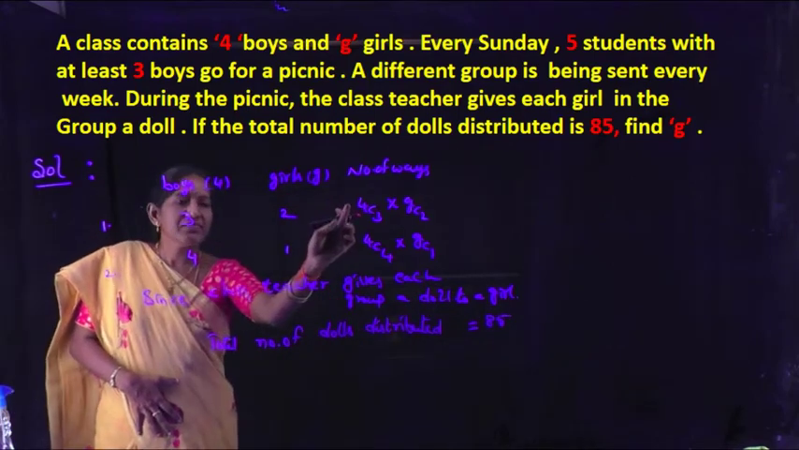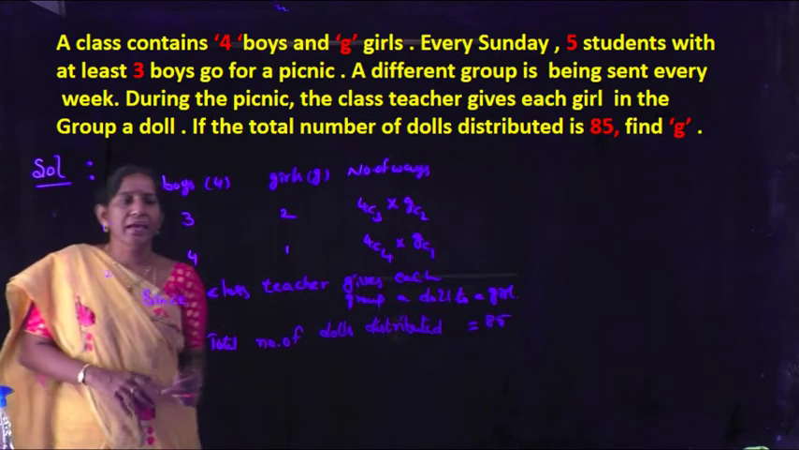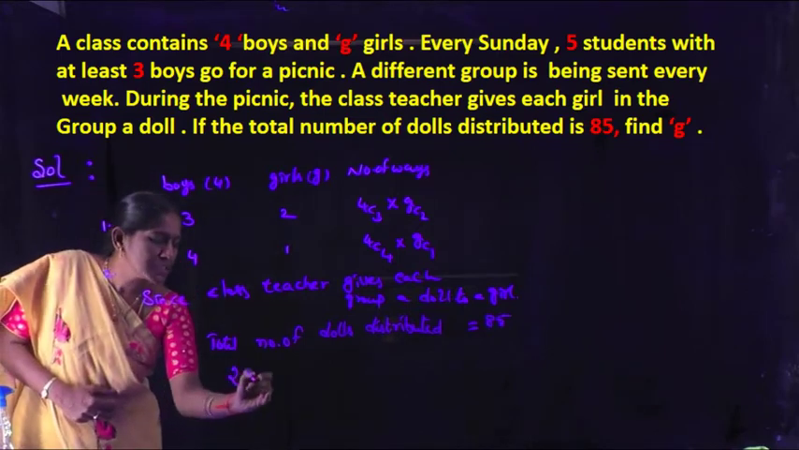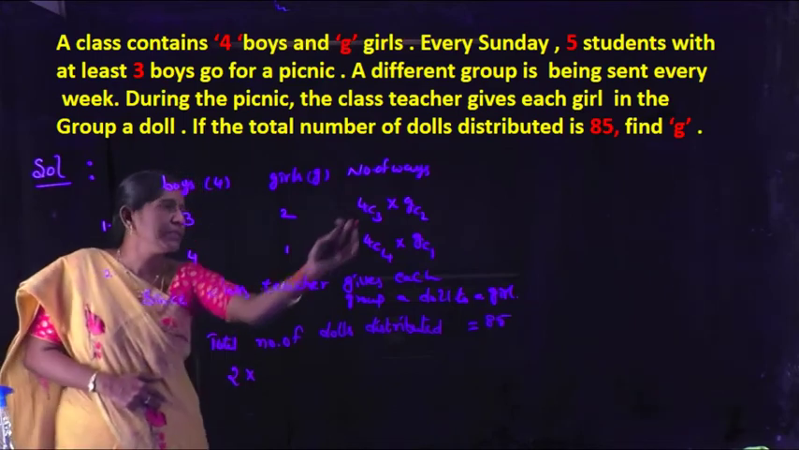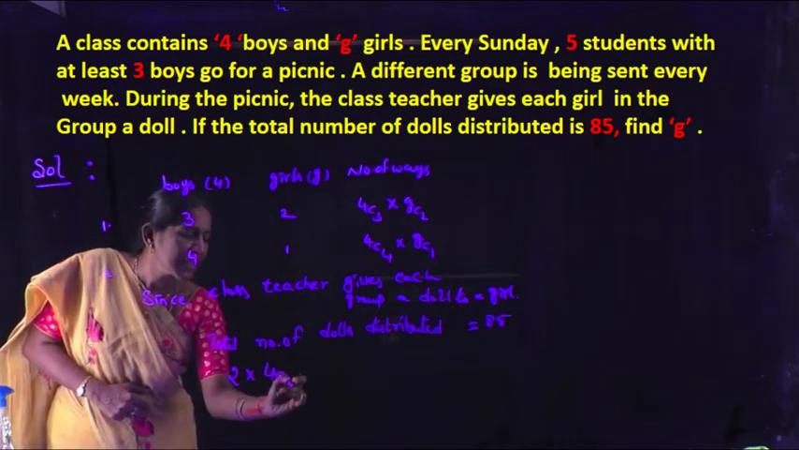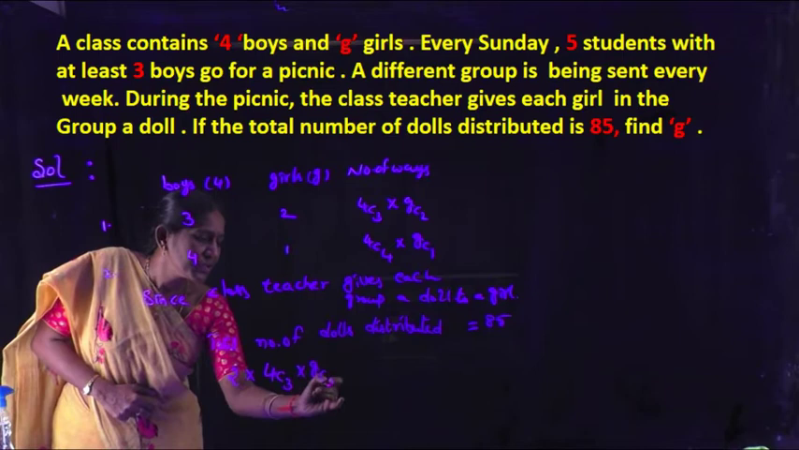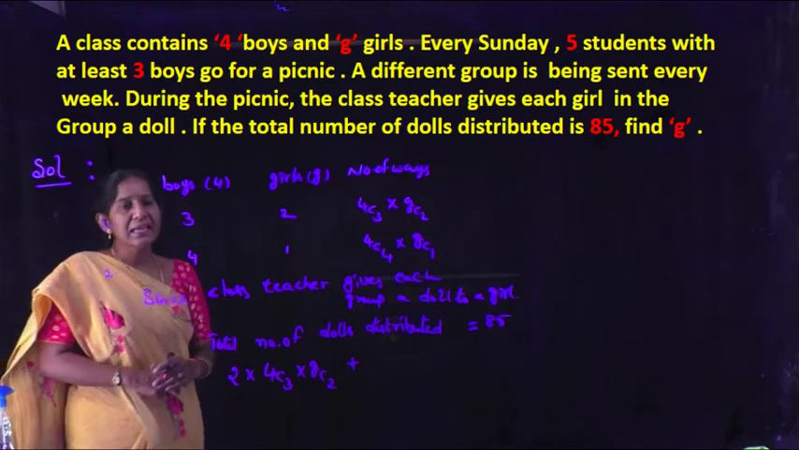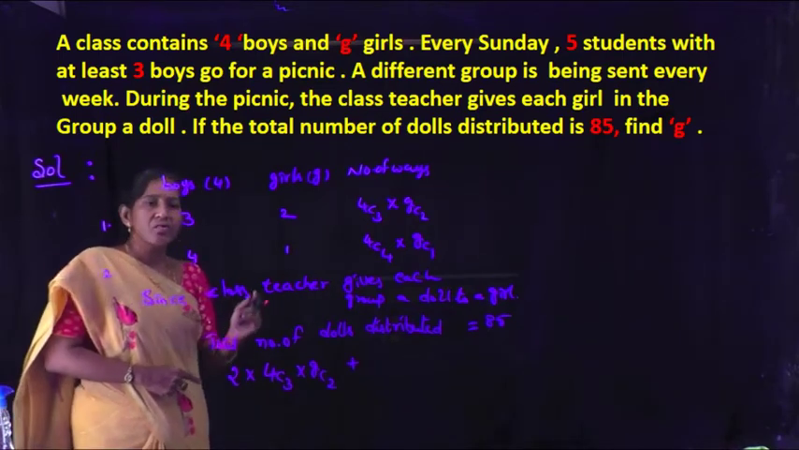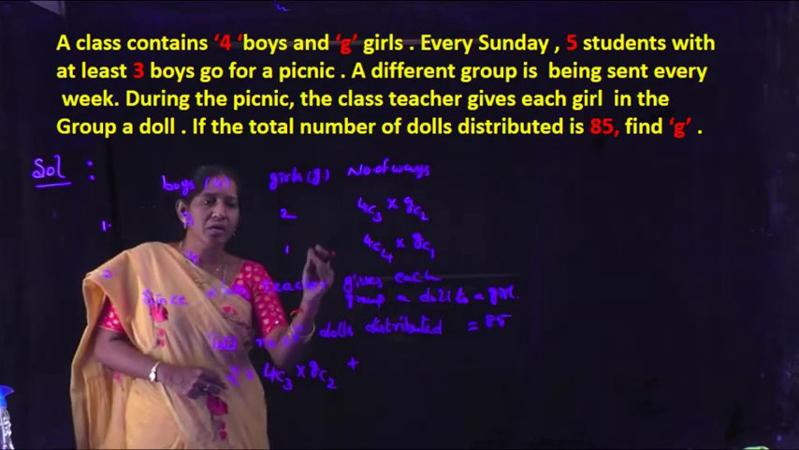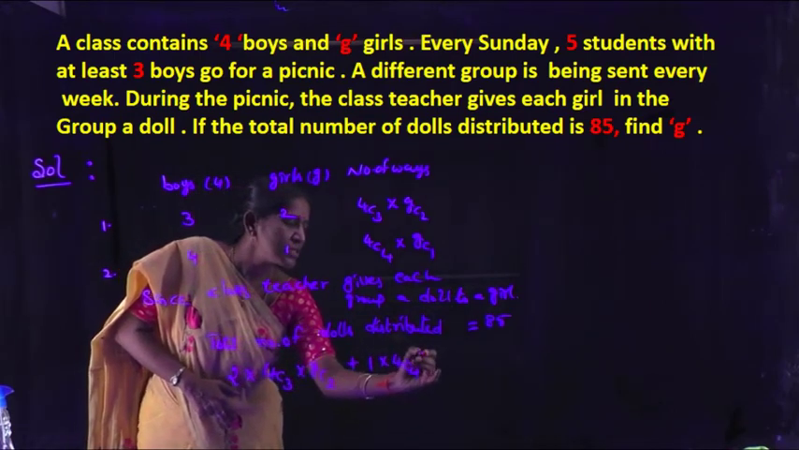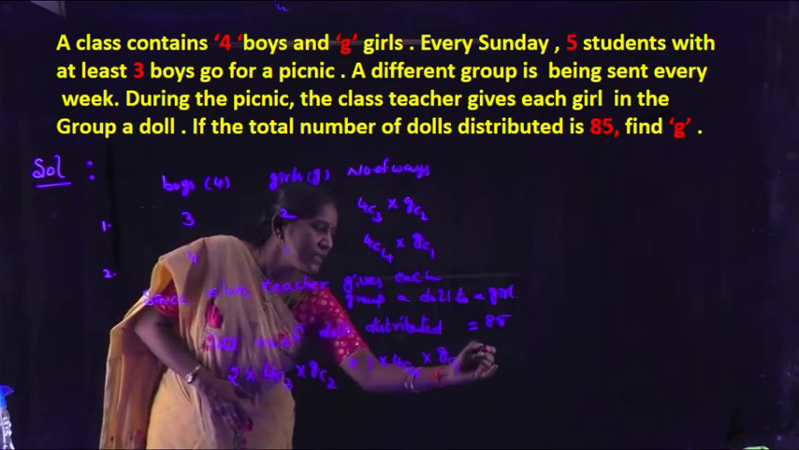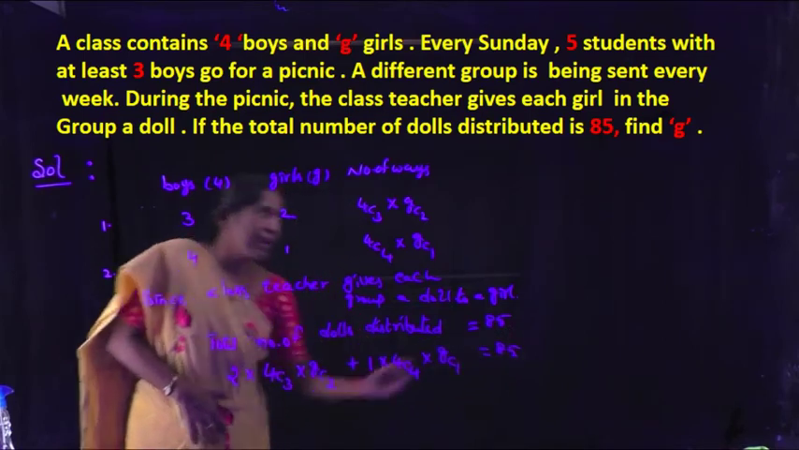Now, in this first case, 2 girls are there, so 2 dolls will be distributed for those 2 girls. So, 2 into 4C3 into GC2 plus. In the second case, only 1 girl is there, so for 1 girl, 1 doll will be given. Then it is 1 into 4C4 into GC1 is 85.